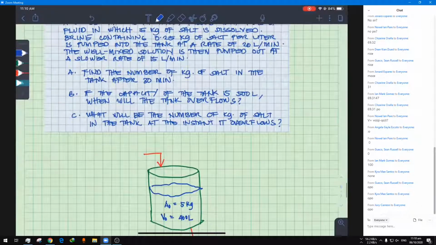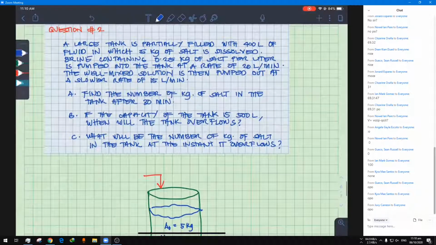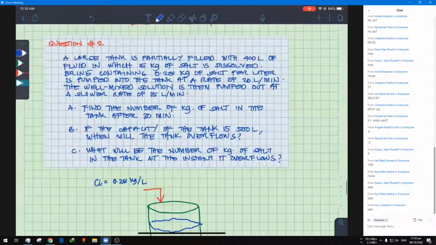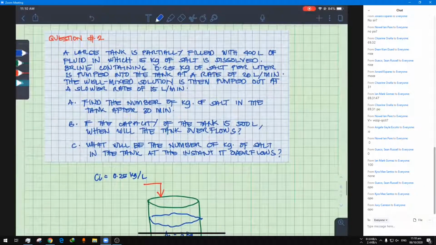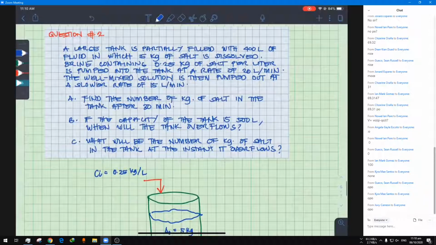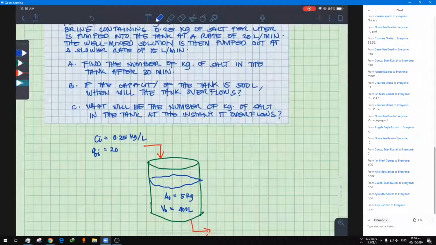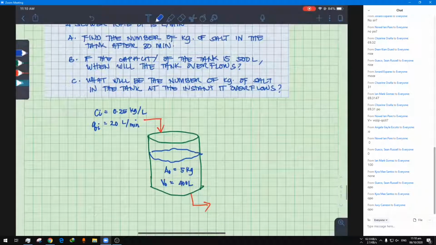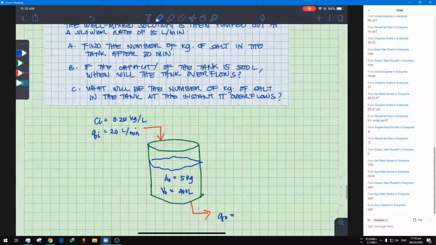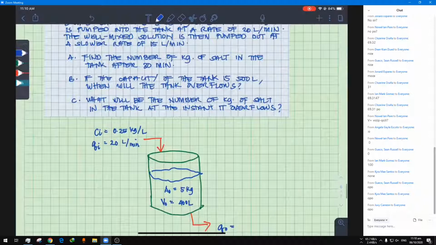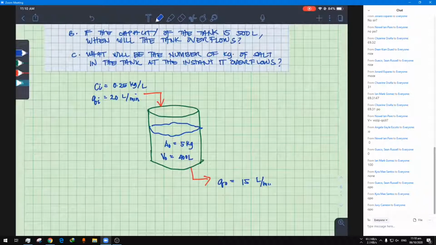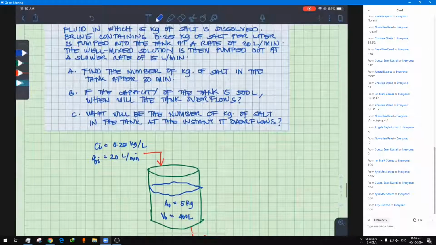Tapos, a brine is entering. So meron tayong input concentration of 0.25 kilograms per liter. Tapos it's pumped in at 20 liters per minute. This time around, it is pumped out at a slower rate, which is 15 liters per minute. So that would be our given.